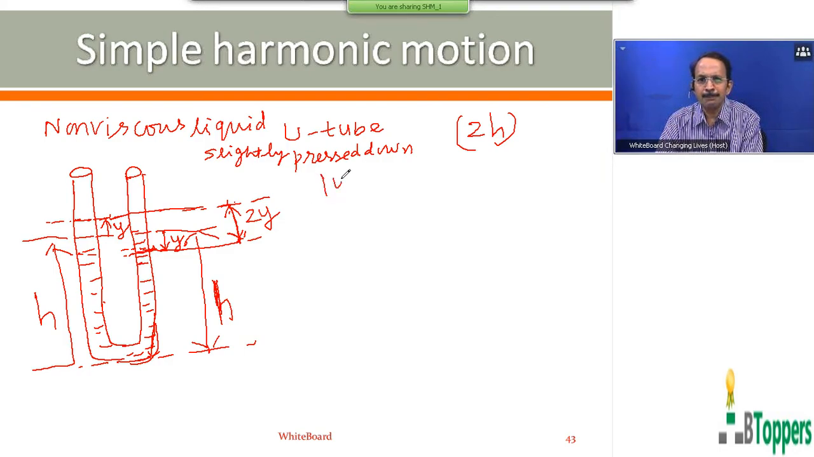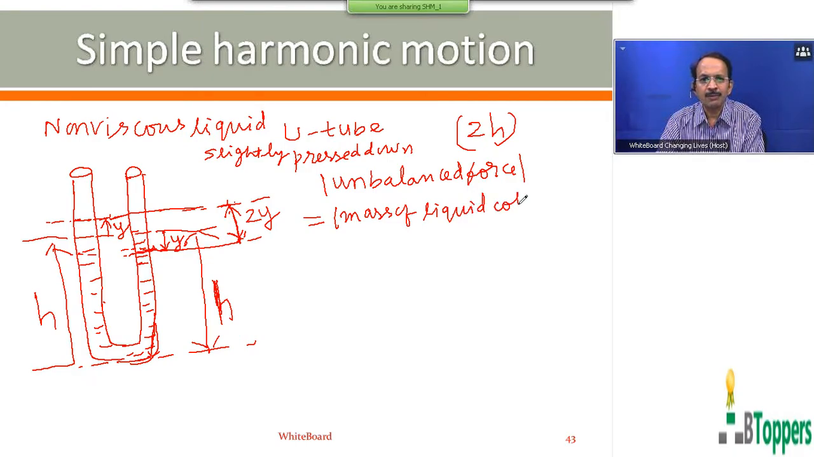Therefore, the magnitude of the unbalanced force which acts on the liquid in the tube at the instant when the difference in the heights of the liquid columns becomes 2y is equal to the weight of this liquid column of height 2y, that is, the mass of the liquid column of length 2y into g.